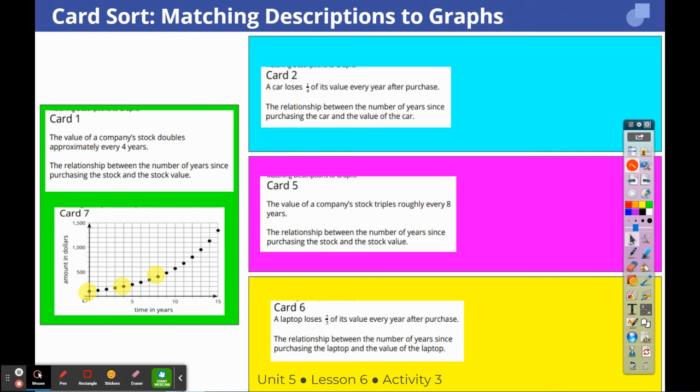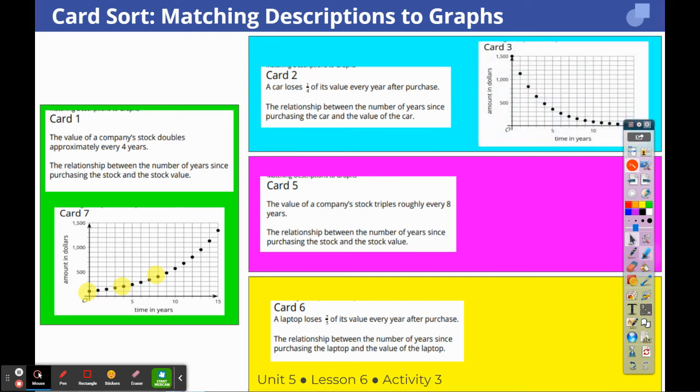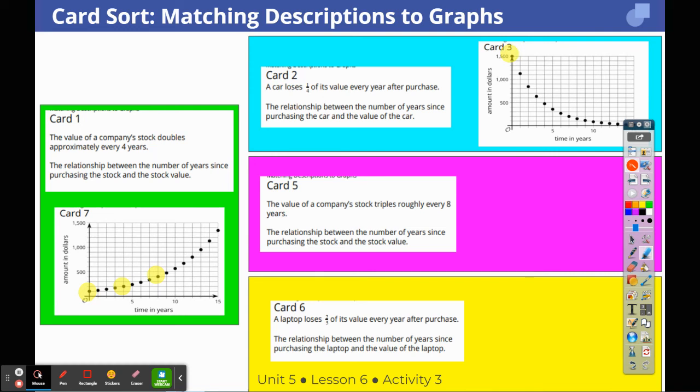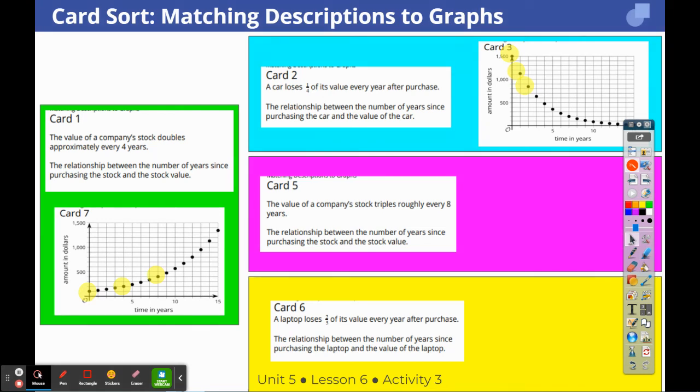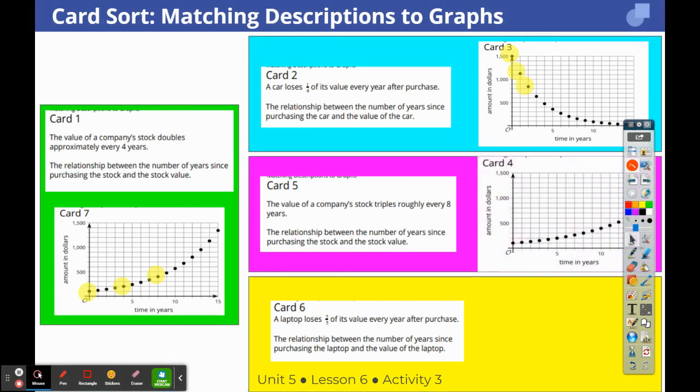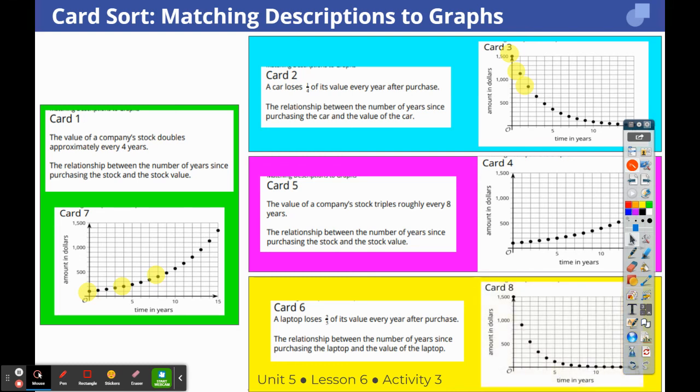Card 2, if a car is losing 1/4 of its value every year, we would match that with card 3. You can see that at year 0, it's there, and then it goes down 1/4 of its value every year. Okay, card 5, the company's stock triples roughly every 8 years. So we would look at every 8 years to see if it's tripling. And then for card 6, a laptop is losing 1/3 of its value after every year. So it's the only other card that is decreasing. So we would look at that just to make sure that it's losing that amount every year.